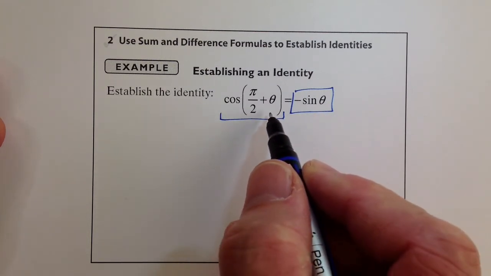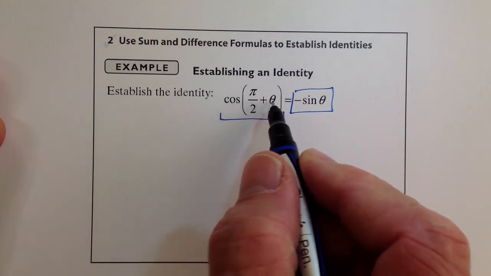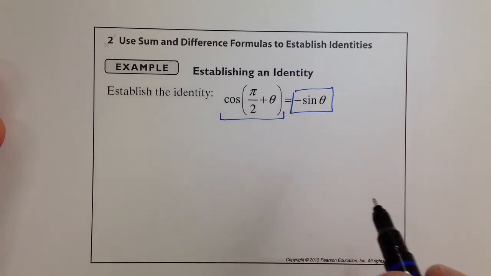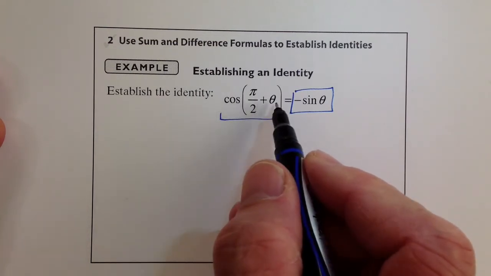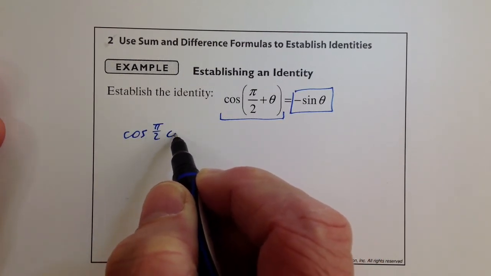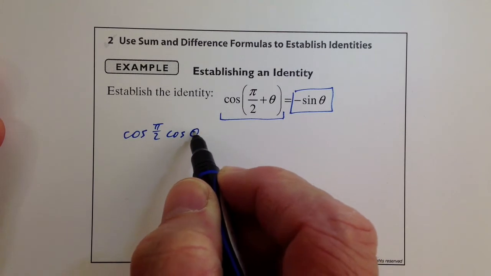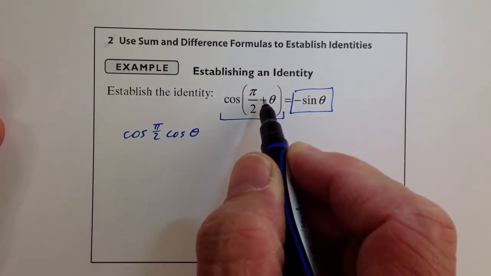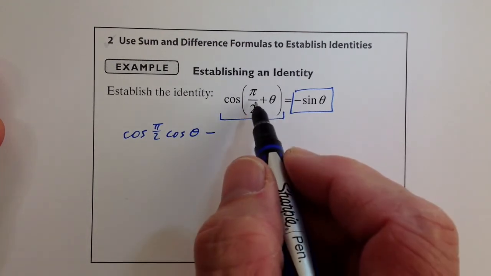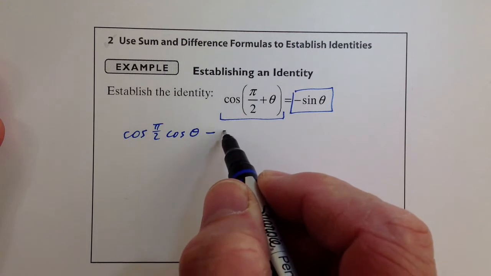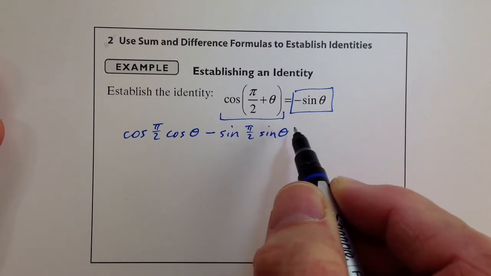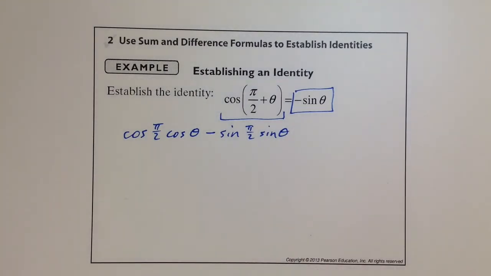Okay, so the first thing we do is recognize that we have the cosine of the sum of two angles, pi over 2 and theta. And then we know that the cosine of the sum of two angles is the cosine of the first angle, multiplied by the cosine of the second angle. And remember the cosine, the signs are different. So if this is plus in here, then this is going to be a minus here. And then we take the sine of the first angle, multiply that by the sine of the second angle. Okay, so it's just using formulas.